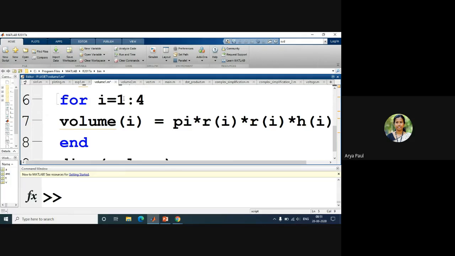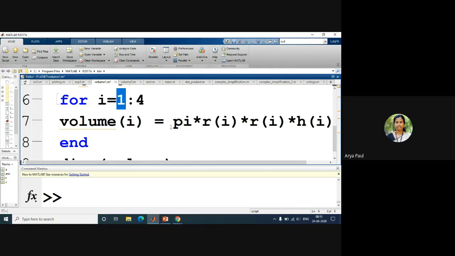So first, the value of I will be taken as 1. Here you just remember that the indexing cannot be 0. Indexing 0 is not permitted in MATLAB. You can only start MATLAB array indexing from 1 onwards. That I have already told you. Indexing always starts from 1 in the case of an array or a matrix. So I varies from 1 to 4, not from 0 to 4.